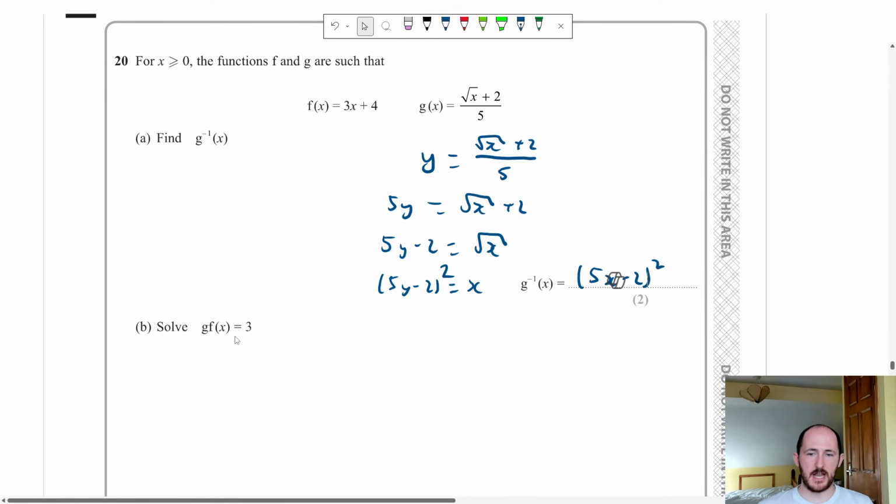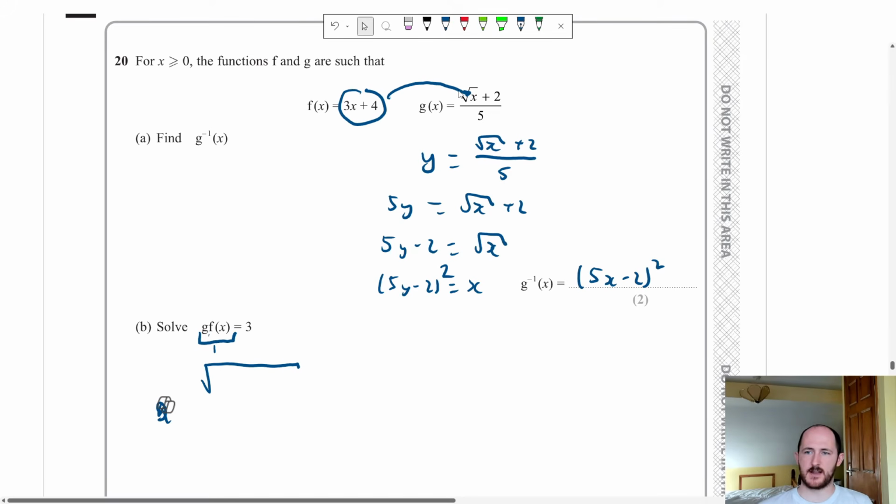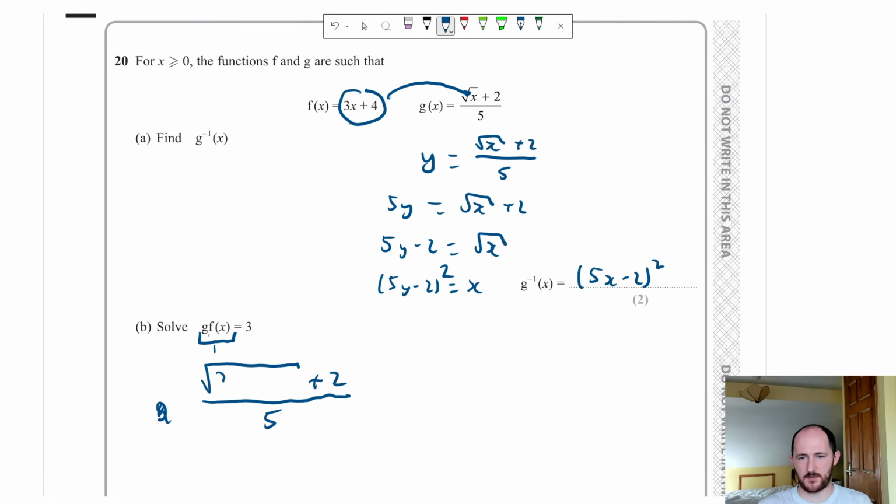Now solving this, gf of x equals 3, is a bit interesting. This gf of x means we are taking the function f of x and substituting it in as x in g of x. So here's how I do it. For gf of x, I write it like this. I write square root. Wherever the x is, I just leave a big gap. And then all I'm doing is, wherever x was, I'm writing the entire function f of x, which is 3x plus 4. And that should equal, it says 3. And I'm just solving it.